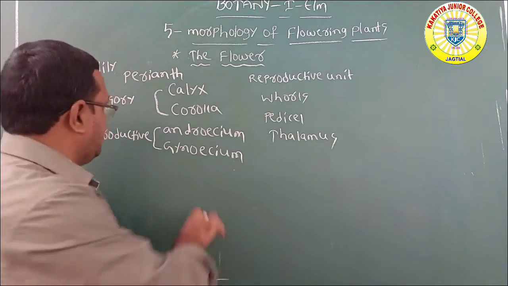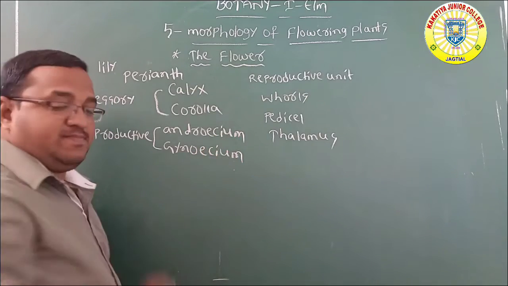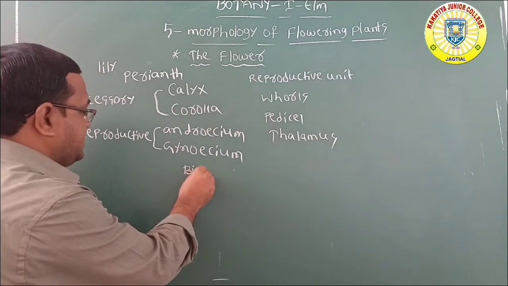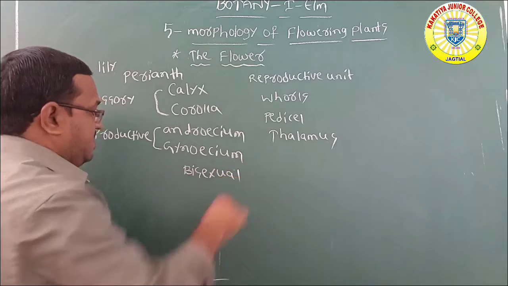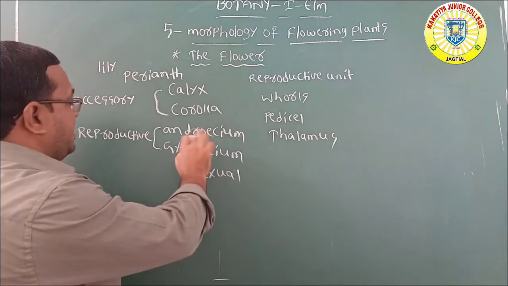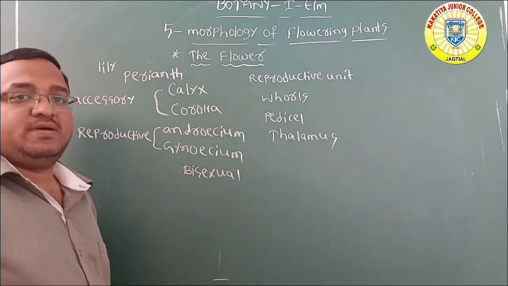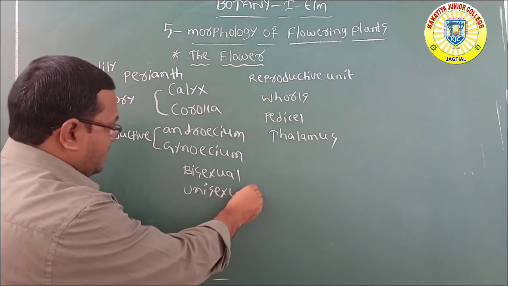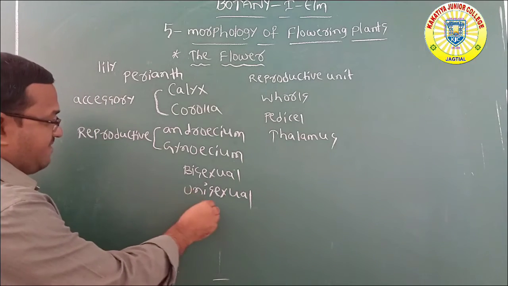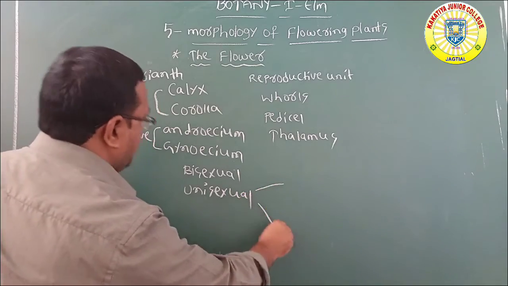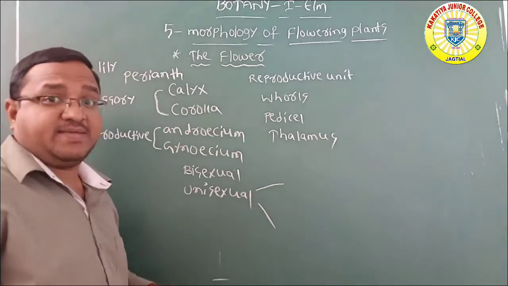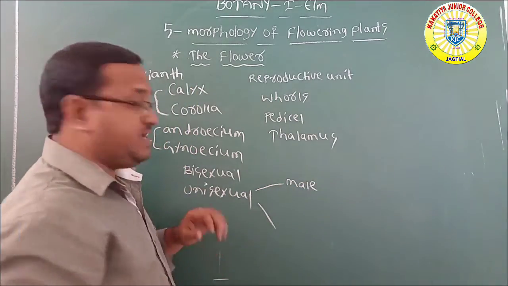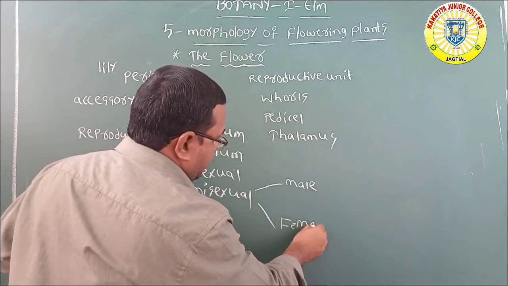Suppose the flower has both androecium and gynoecium; the flower is called a bisexual flower. Suppose the flower has only either androecium or gynoecium; that is called a unisexual flower. If the flower has only androecium, the male part, that is called a male flower. If the flower has only gynoecium, that is called a female flower.